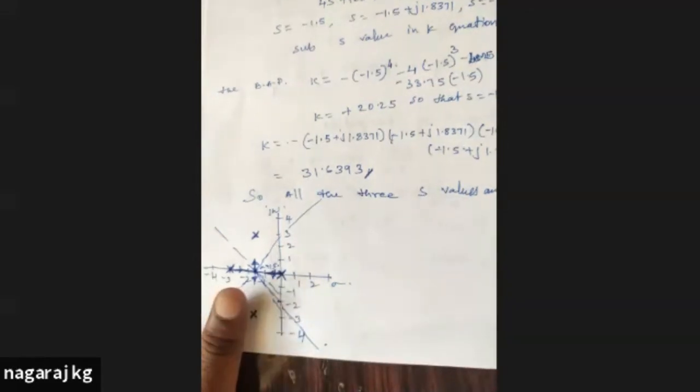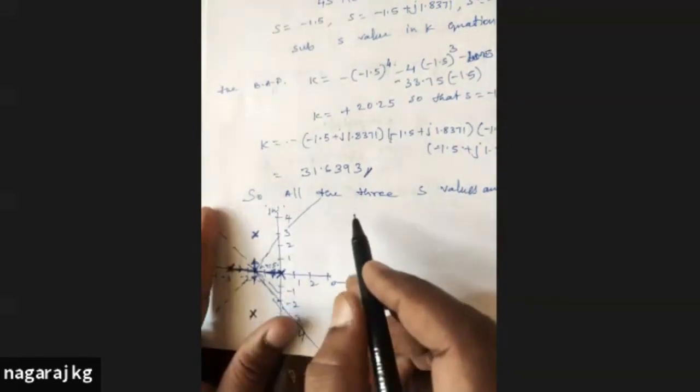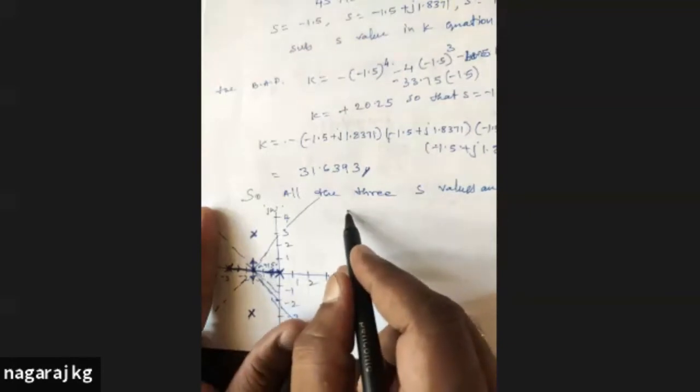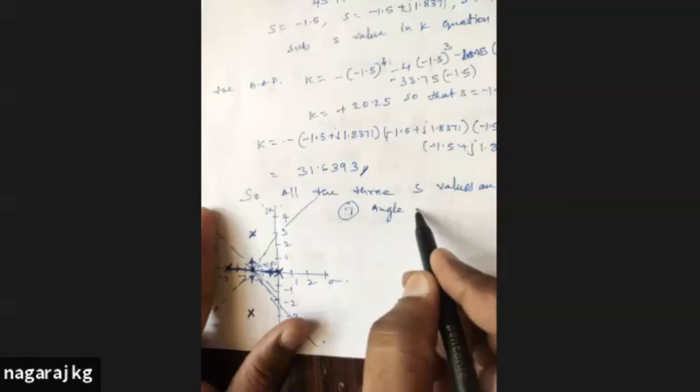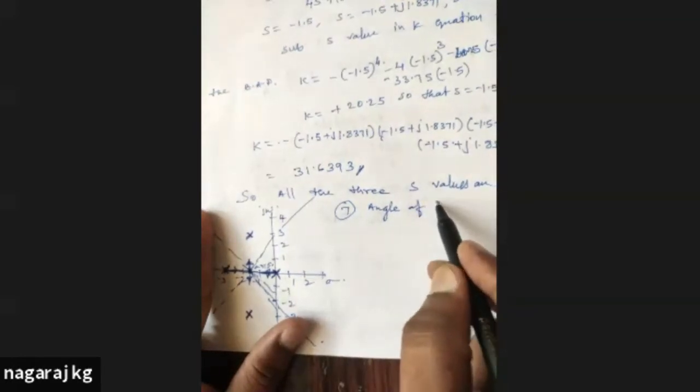This is the initial sketch. Now, since you have a complex pole, you have to find the angle of departure. Since your complex pole is there, you have to find at what angle the root locus will leave the complex pole. That is the next step, step number 7, called angle of departure.